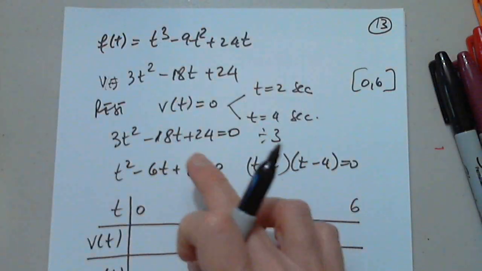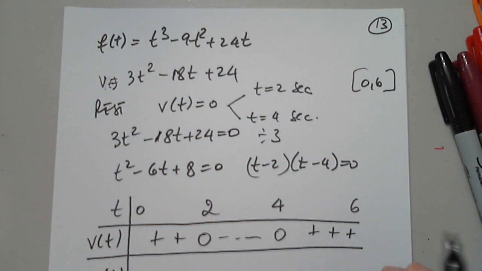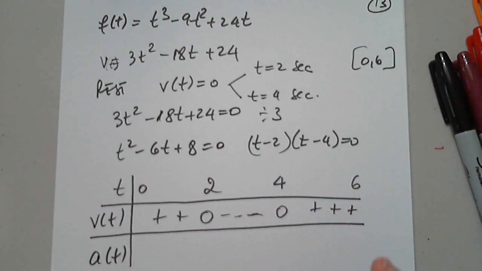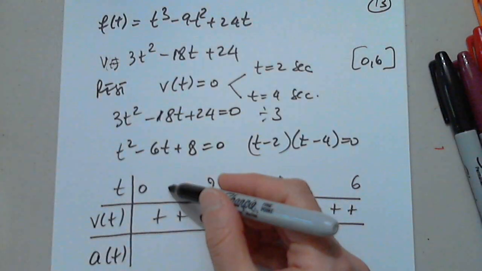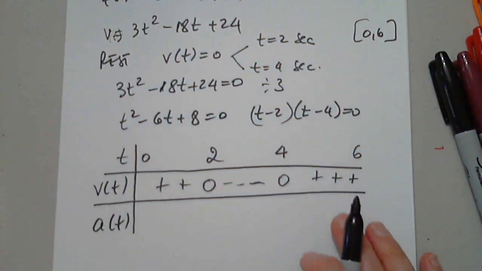I know that this is quadratic and it opens up, so this must be negative and this is positive. You don't have to think in those terms. This is the shortcut. Just plug in 1 and you'll get positive. Plug in 3 and you'll get negative, and so on and so forth.